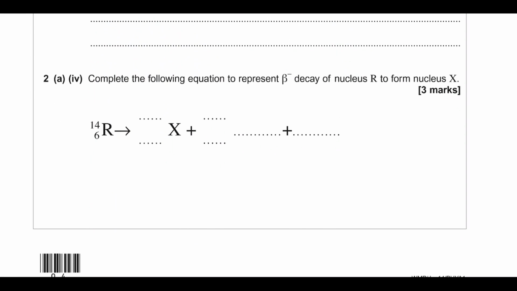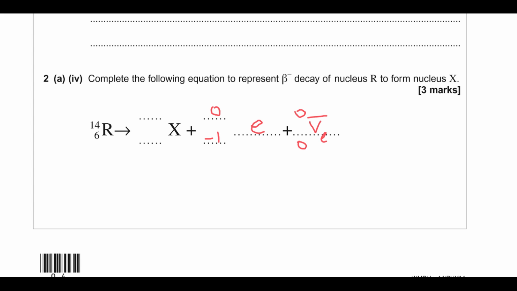Complete the following equation to represent beta minus decay. So beta minus decay, you're going to emit an electron, which has its charge of -1, but a nucleon number of 0. We're also going to emit an anti-electron neutrino, which has nothing for either, to conserve electron-lepton number.